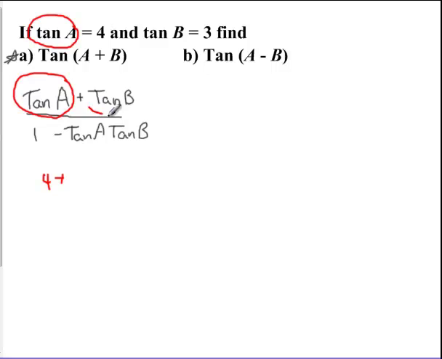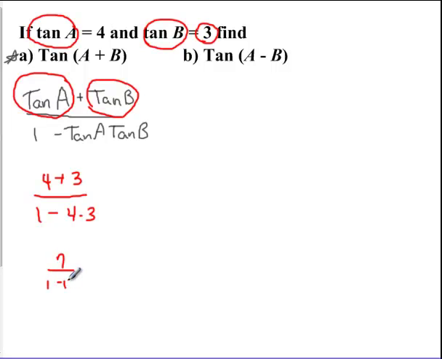Plus the tangent of B. Well, they already told me right here the tangent of B is 3. So every time I see the tangent of B, I may replace it with 3. 1 minus tangent of A is 4, tangent of B is 3. Wow, look how much easier this one is. 7 over 1 minus 12, negative 7 over 11.